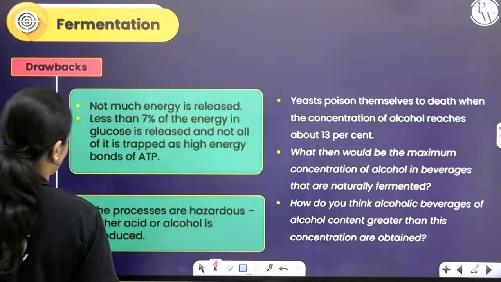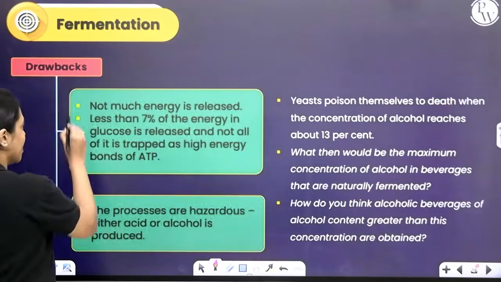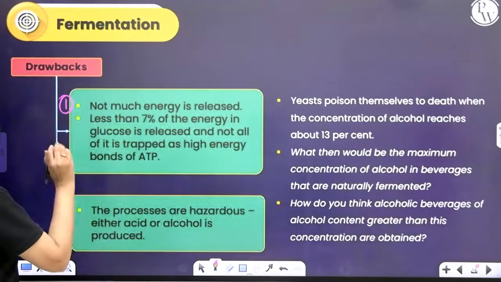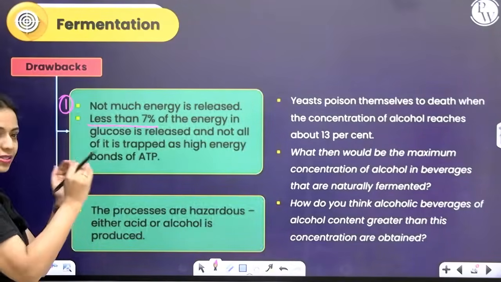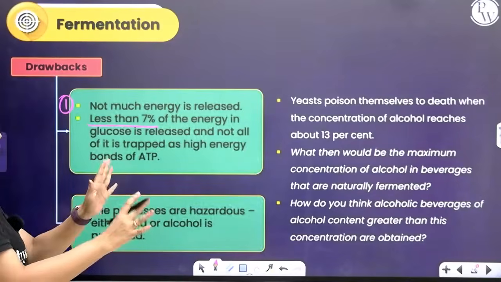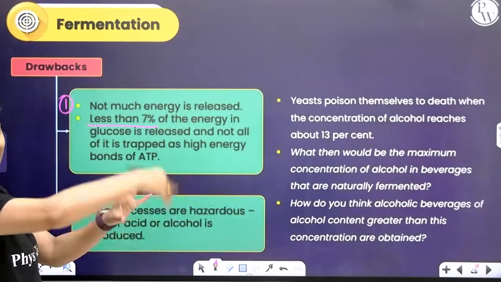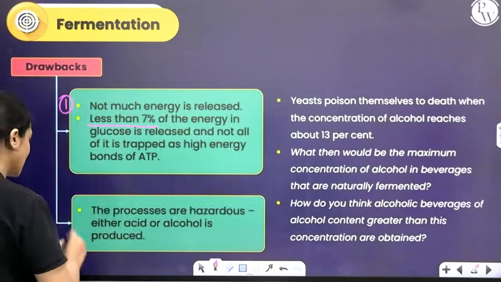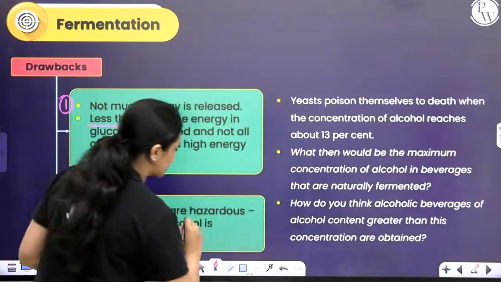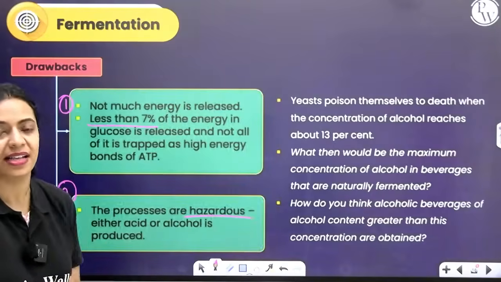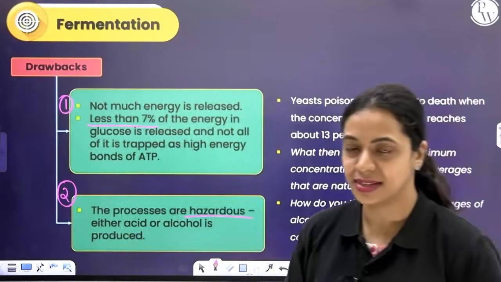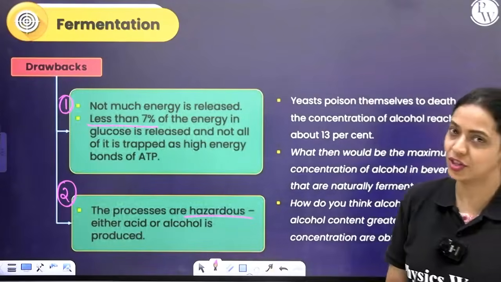So this fermentation process has two drawbacks. Firstly, like I already mentioned, energy released is not very high. Less than 7% of the energy that is there in glucose is released, and whatever is released is not completely trapped in the ATP molecule. So that is a disadvantage. Secondly, this process can be hazardous because the end product is either an alcohol or an acid, which in high quantities can be detrimental for the functioning of the cell.